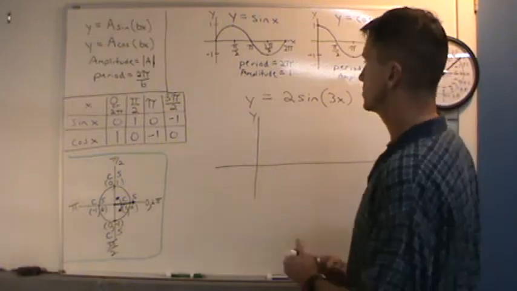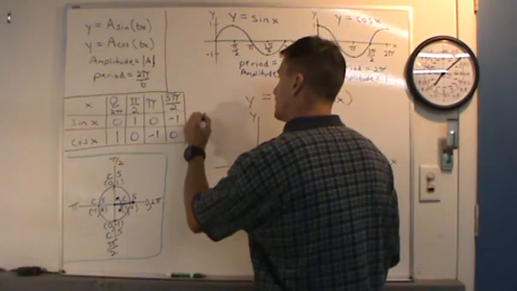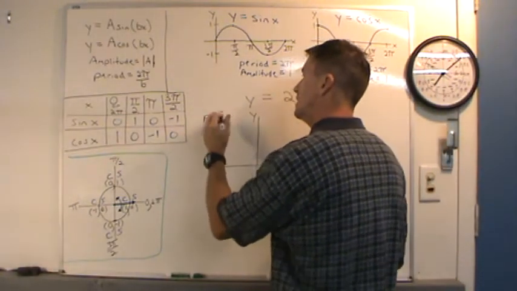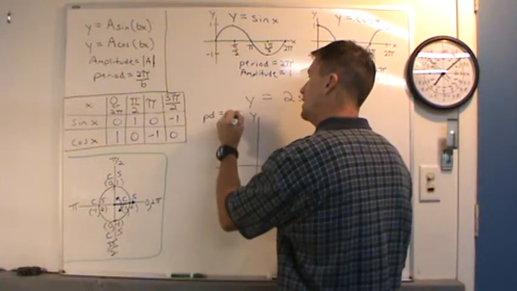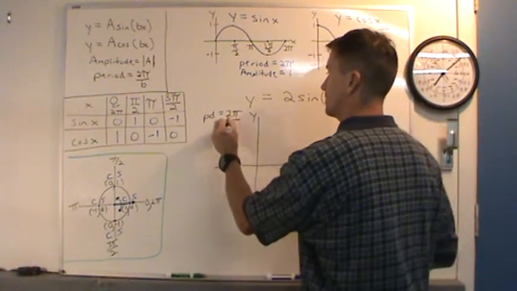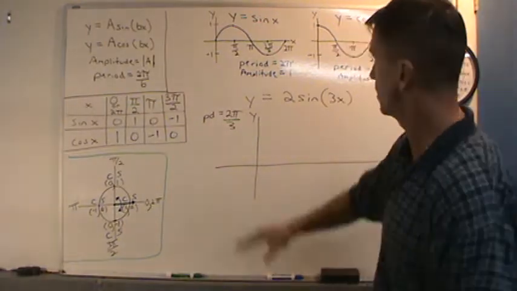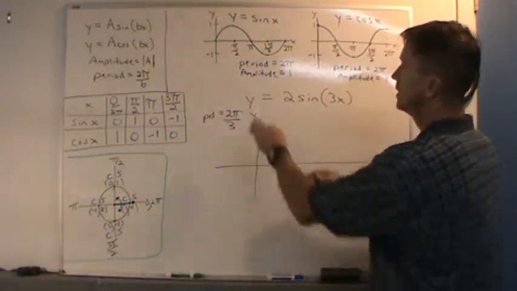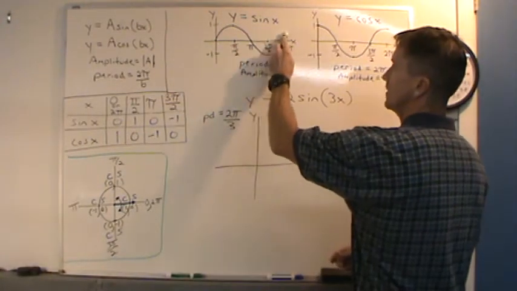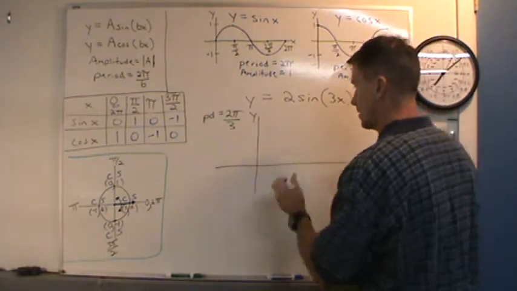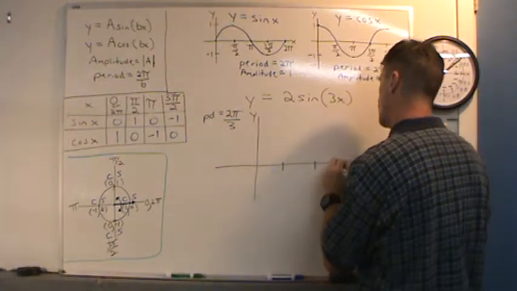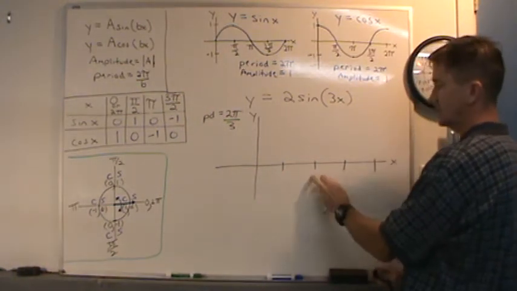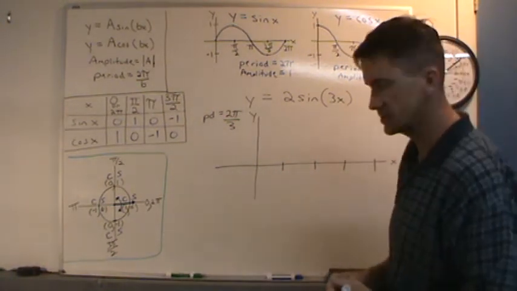But this 3 right here is affecting the period. Alright? So let's go over here and calculate the period. The period for this graph, I'll just put PD, equals 2 pi divided by this number 3. Alright, and we're going to make a sketch of this, but we'll use this as a model. So here's what we'll do. See, we got 1, 2, 3, 4 tick marks. Let's do the same thing here. 1, 2, 3, 4. Let's make 4 tick marks.